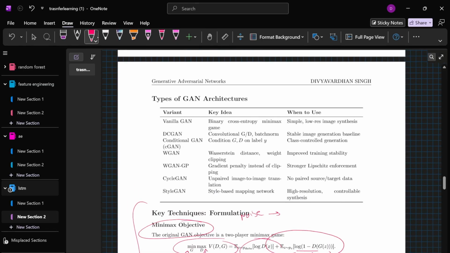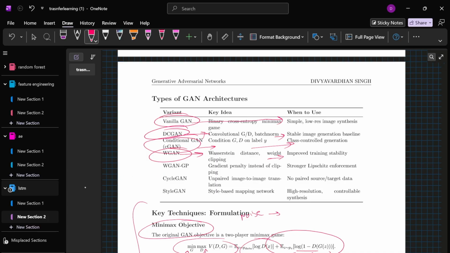Now we'll see some of the different flavors of GAN. So it's not just one GAN. There are different flavors like the vanilla GAN, the original simple version, good for low resolution images. DCGAN adds convolution layers and batch normalization, a much more stable baseline that everyone builds on. Then we have the conditional GAN, which lets you control what gets generated by feeding in a label, like generating a cat instead of just generating something.